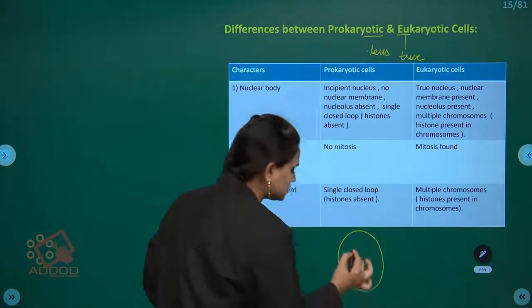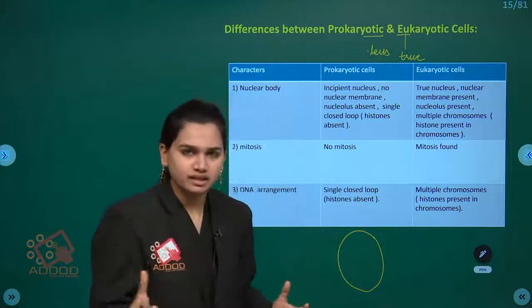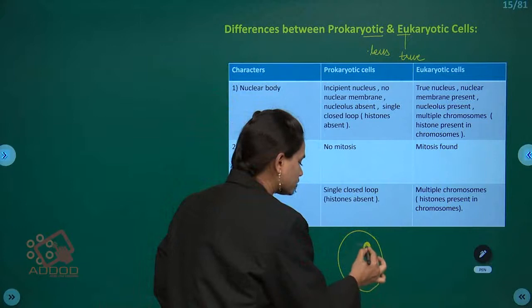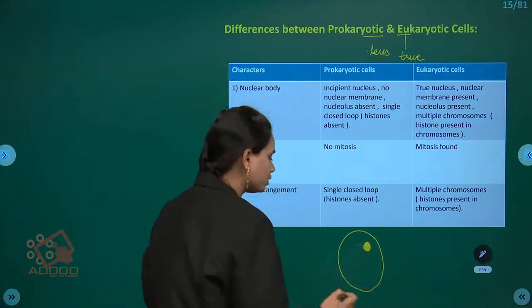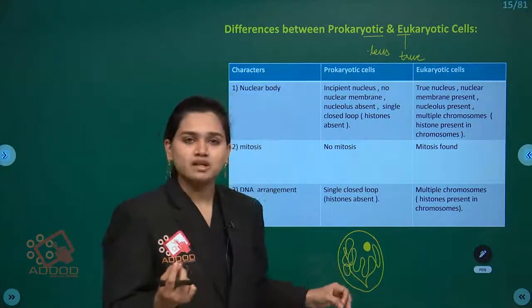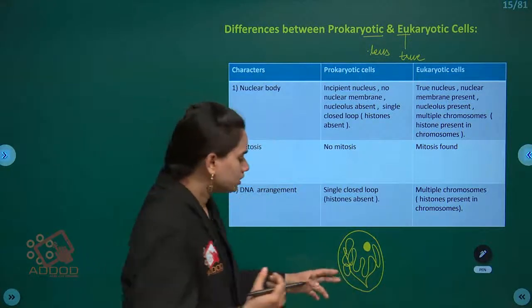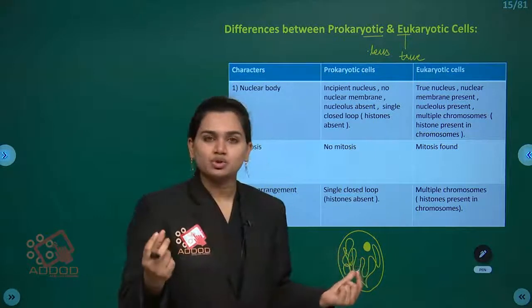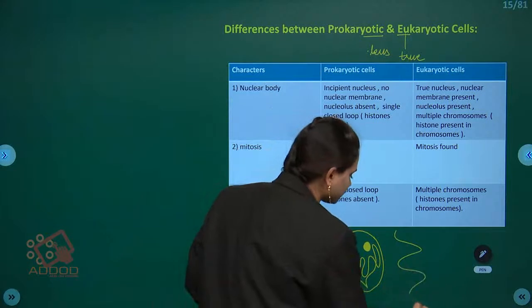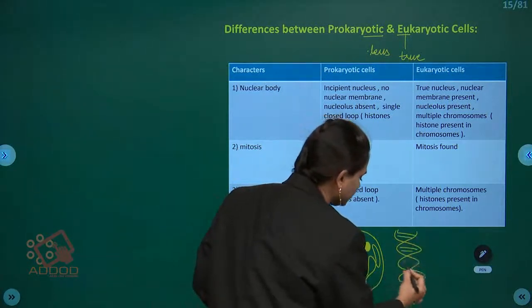Say for example, this is the nucleus present inside the cell. Inside the nucleus there is a darkly stained structure which is called the nucleolus, and the DNA is present in the form of thread-like structures called chromatin. Now, chromatin consists of DNA. That is, when you zoom into the structure of chromatin, you can observe this structure of DNA.